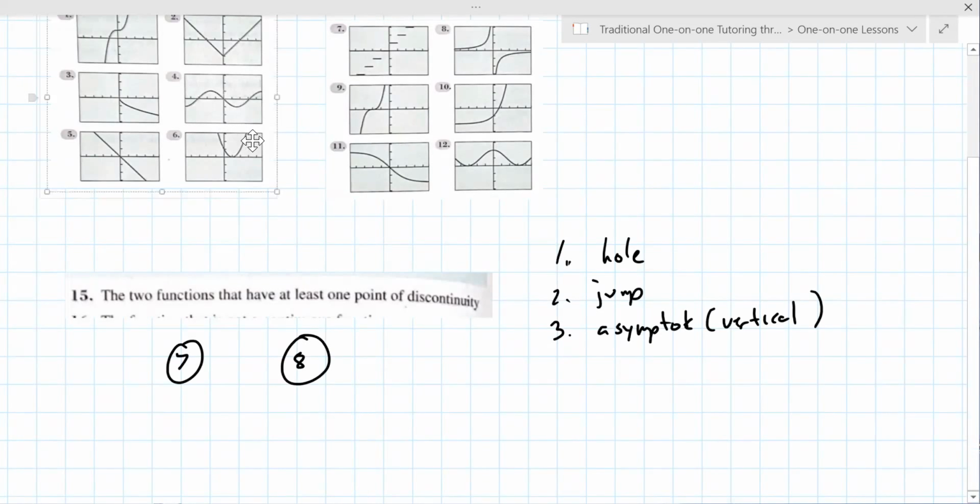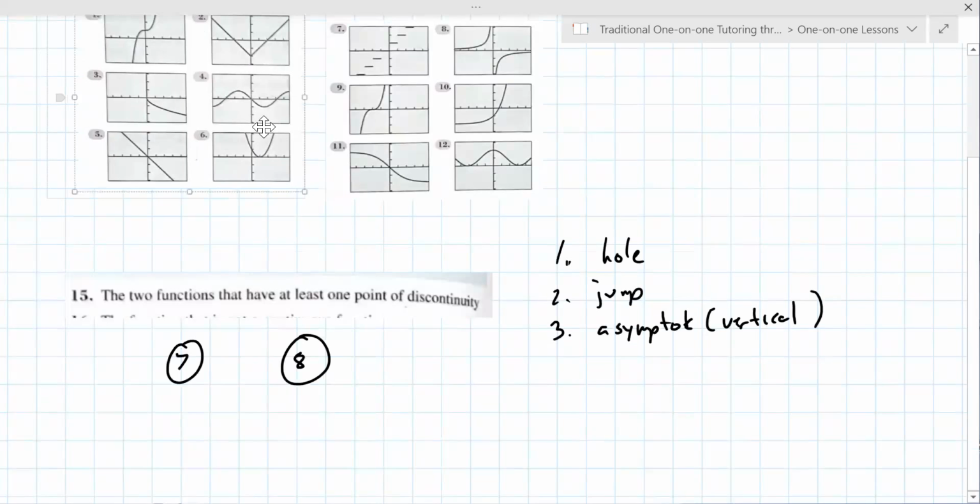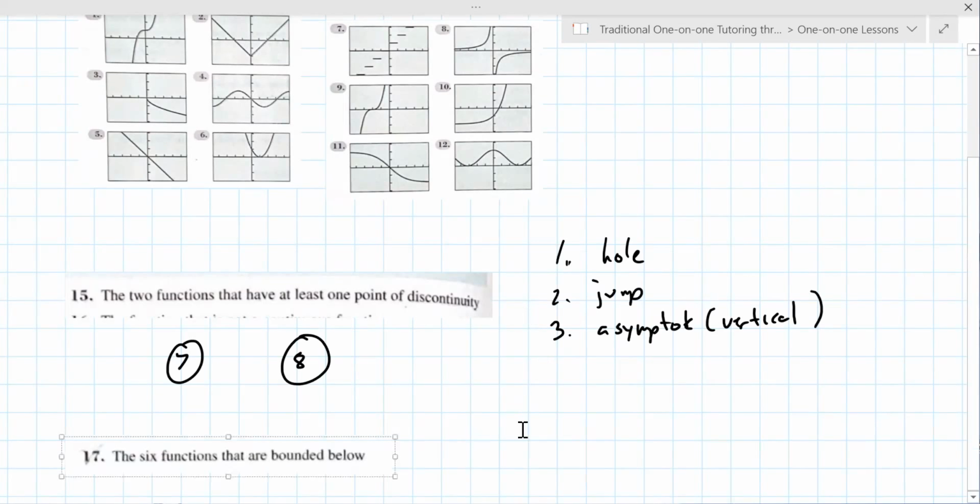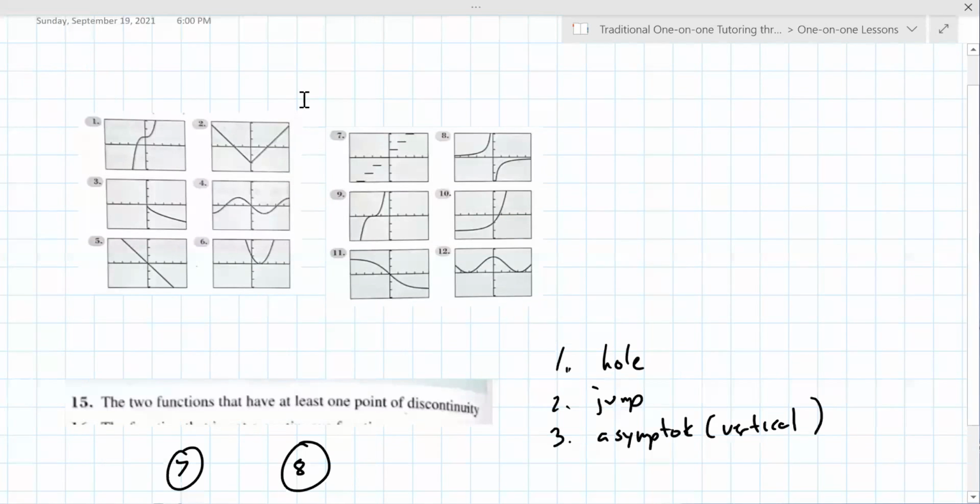We will move on to the next one. Okay, so the next one is 17. Let me snip that in. I've got too many windows open. There we go. The 6 functions that are bounded below. So bounded below means that they have like a min. Okay, so like 2 has one here. Hopefully that's clear. You can see that is one.